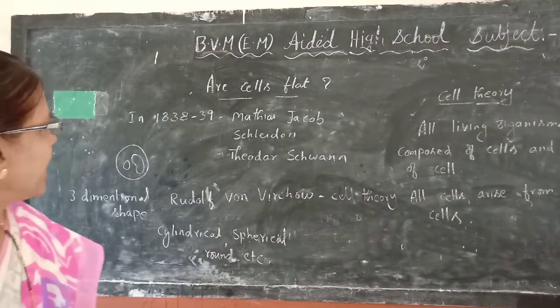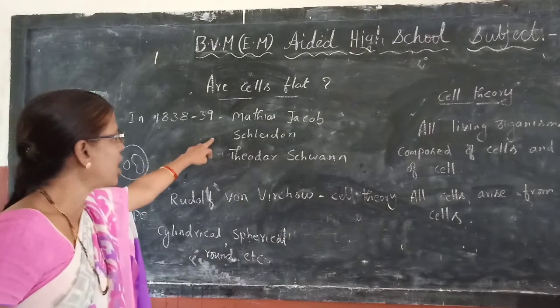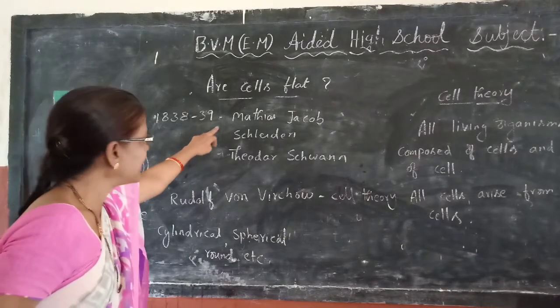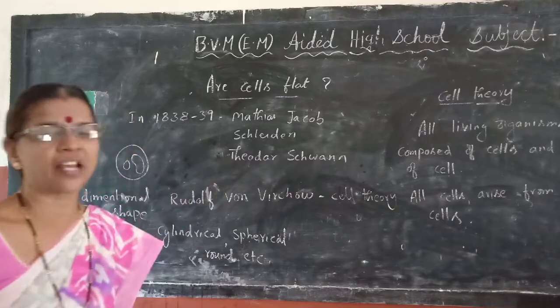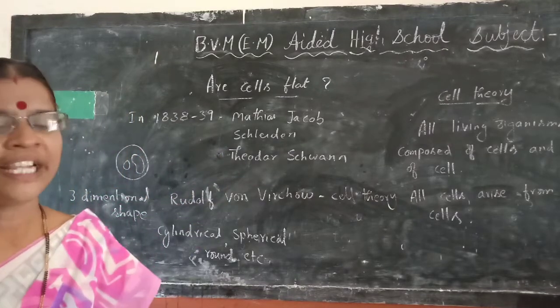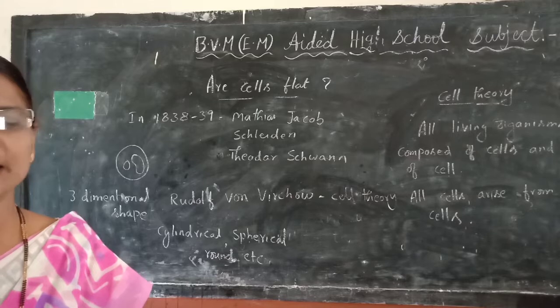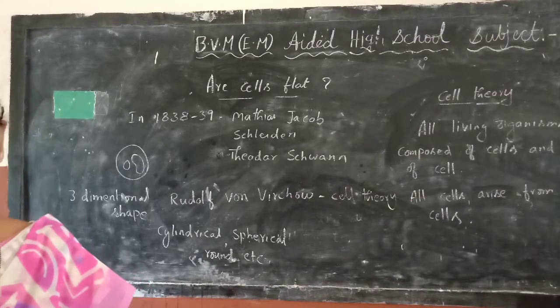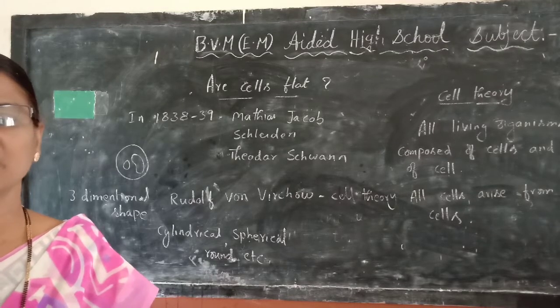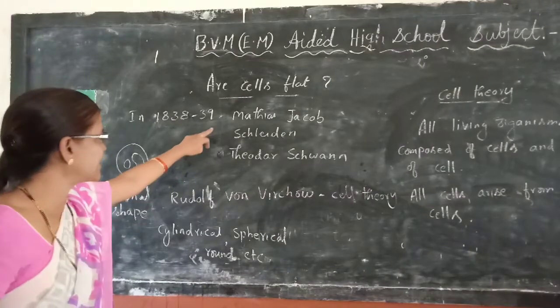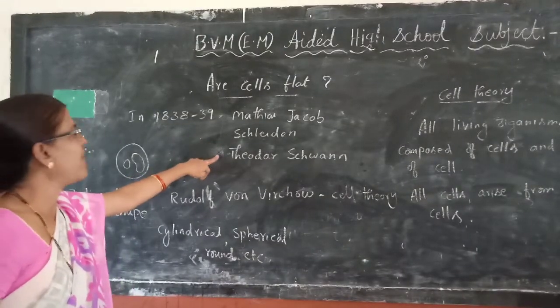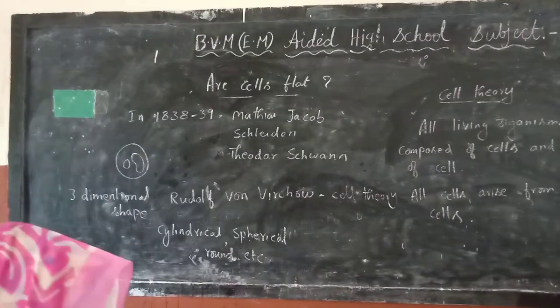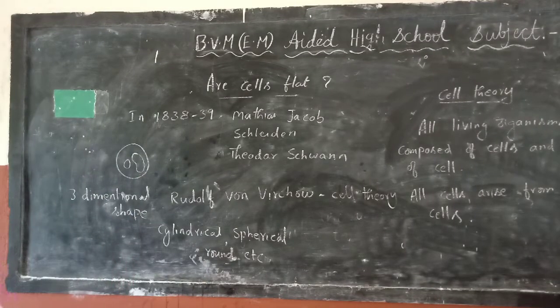In 1838 to 39, Matthias Jakob Schleiden and Theodor Schwann generalized the cell. These two scientists said that all living organisms are made up of cells, and a cell has a nucleus.